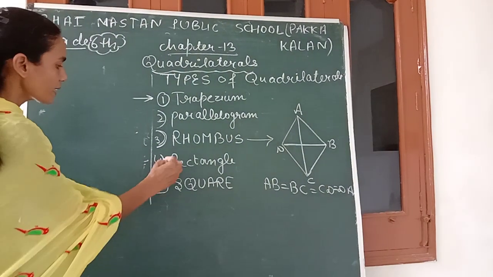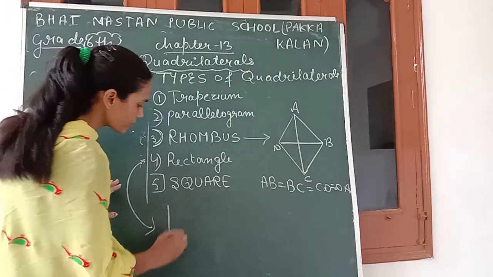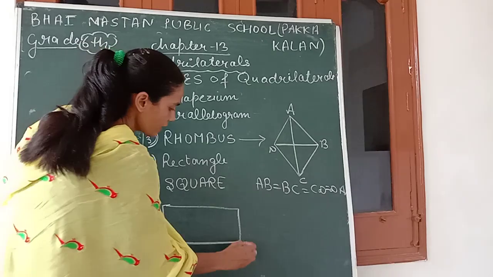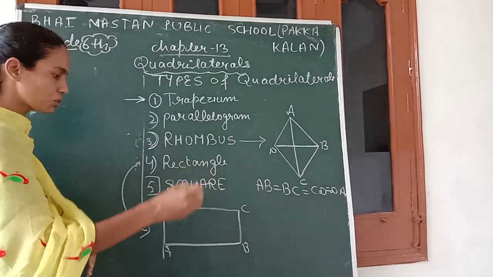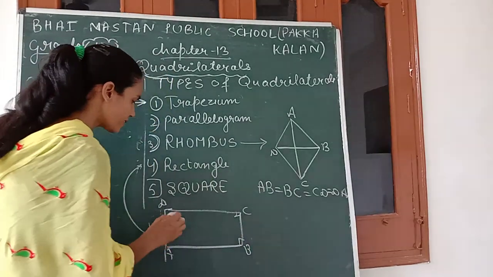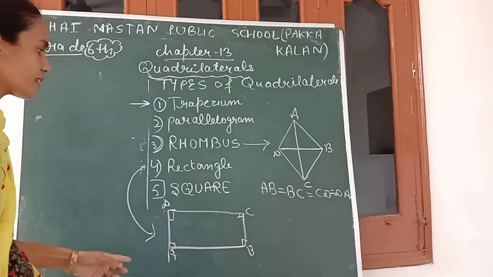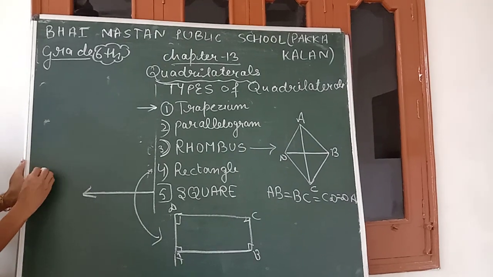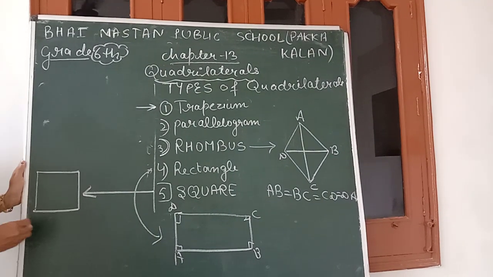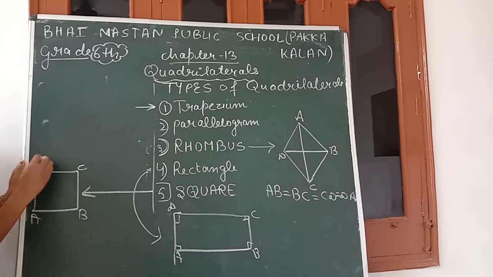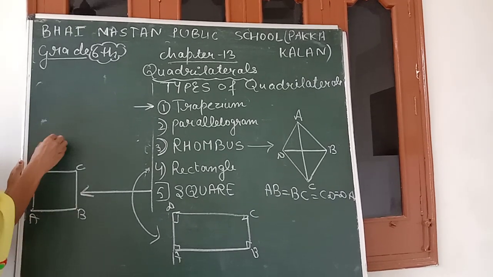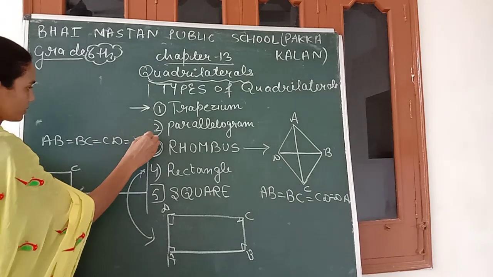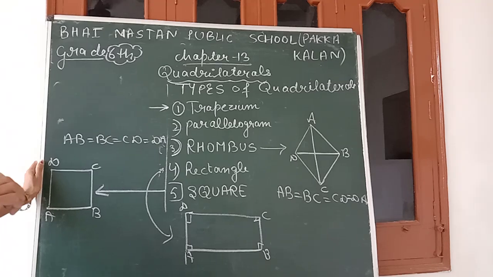Rectangle: you already know that opposite sides are equal. This is a rectangle, A, B, C, D. Or you can say that each angle is 90 degrees. This is a rectangle. Now square. Square: you already know that all sides are equal. A, B, C, D. AB, BC, CD, DA.